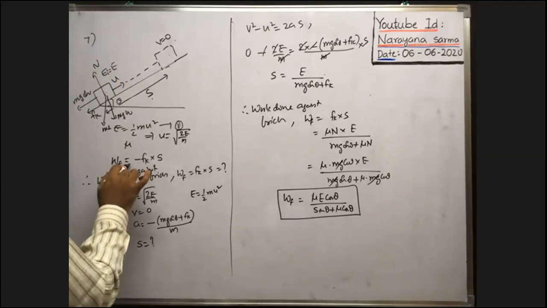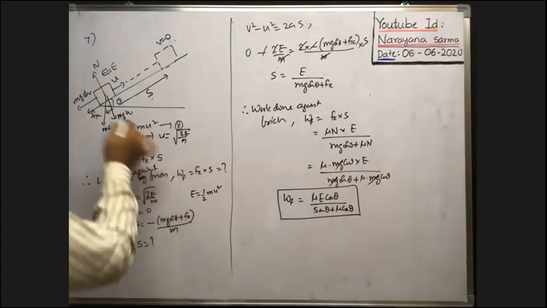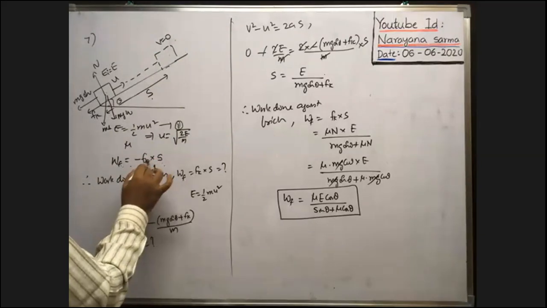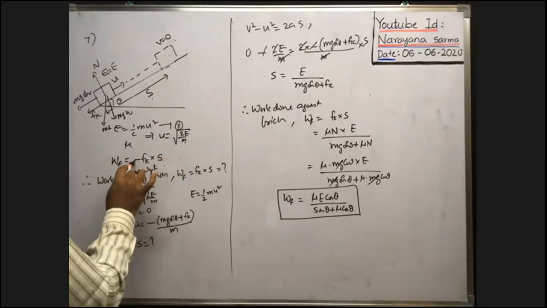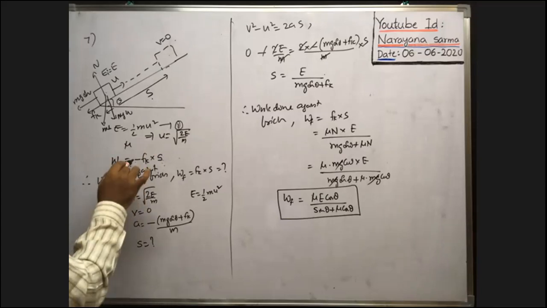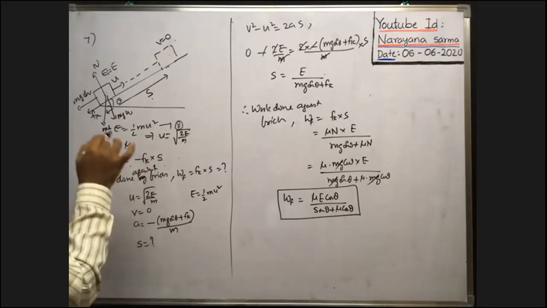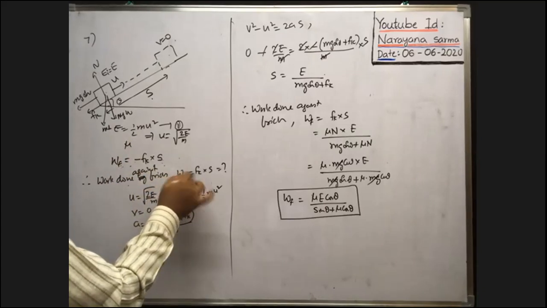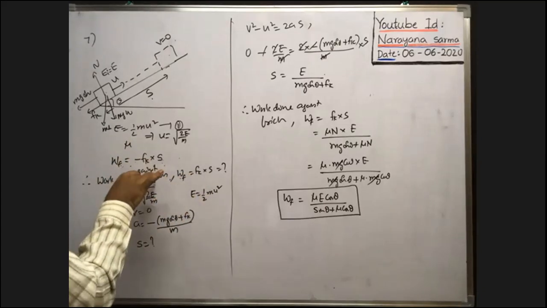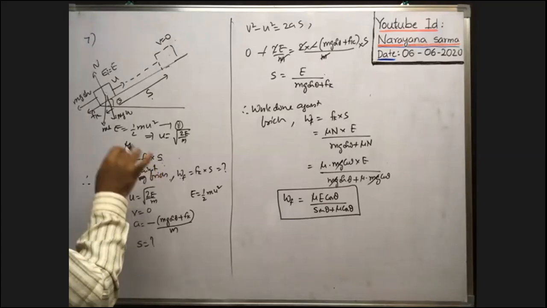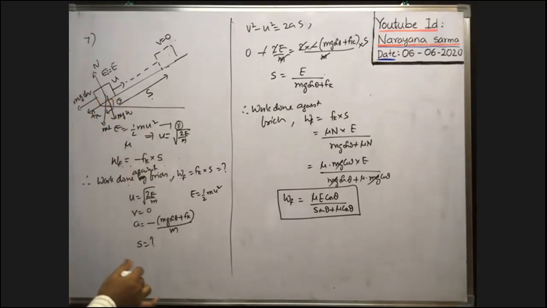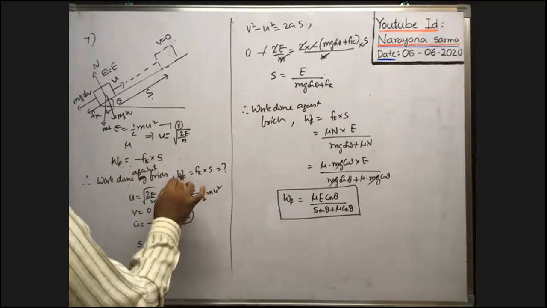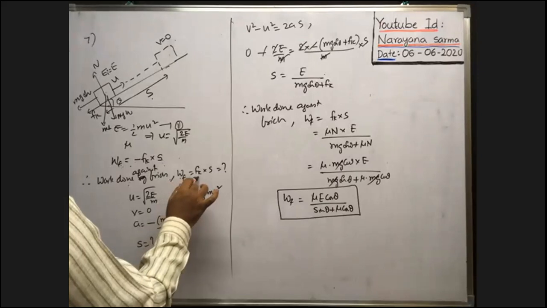Work done by the friction is given by the general formula Fs cos theta. But Fk is in this direction and displacement is in this direction. As they are in opposite directions, it is Fk into S into cos 180, which is minus 1. So minus Fk into S. This minus sign represents that work is done against the friction. That's why work done against the friction, you simply take the magnitude, because work done against friction itself represents work done opposite to the direction of the friction. So work done against the friction Wf is equal to Fk into S.